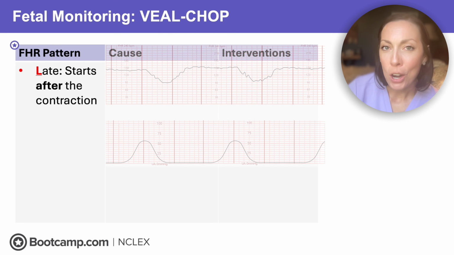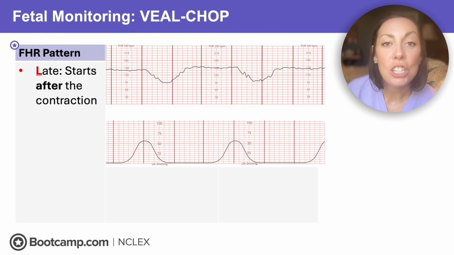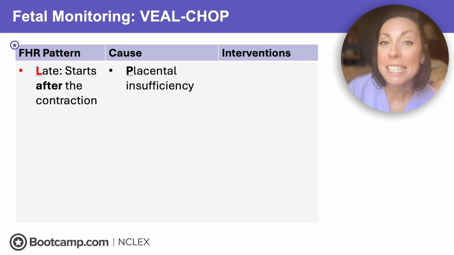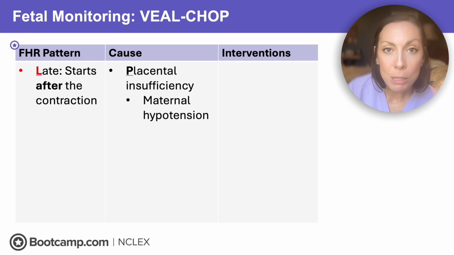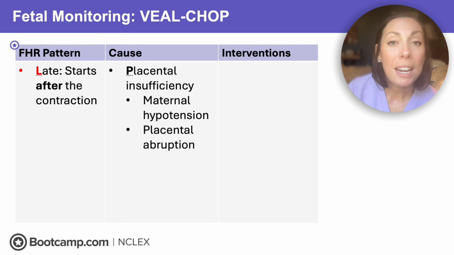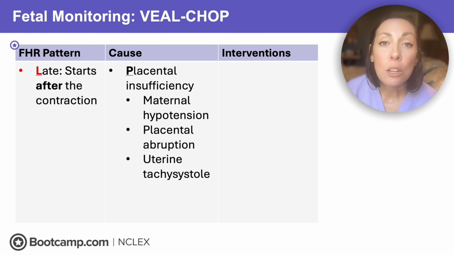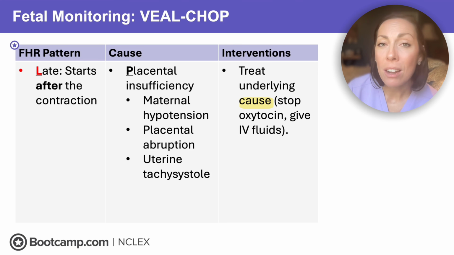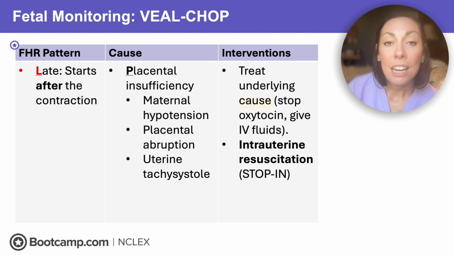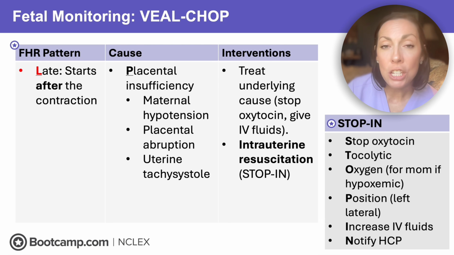What about late fetal heart rate decelerations? Well, these decelerations start after the contraction, unlike early decelerations that mirror the contraction. These are not good, and they indicate placental insufficiency or fetal hypoxia. Now, this can be from anything that interrupts blood flow, whether it's a drop in maternal blood pressure or a problem with that placenta, like a placental abruption, or not enough rest period for reperfusion, like with uterine tachysystole. So for this, we're going to treat that cause. So stopping oxytocin, giving IV fluids, and of course, we'll provide our intrauterine resuscitation or STOP-IN.